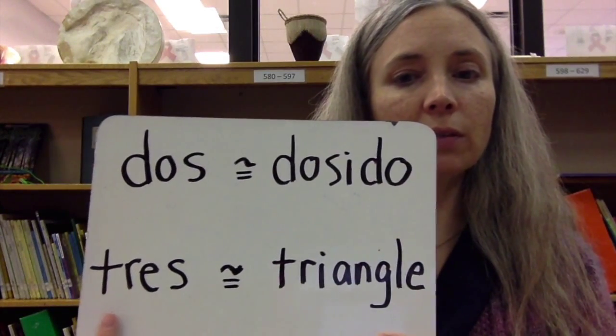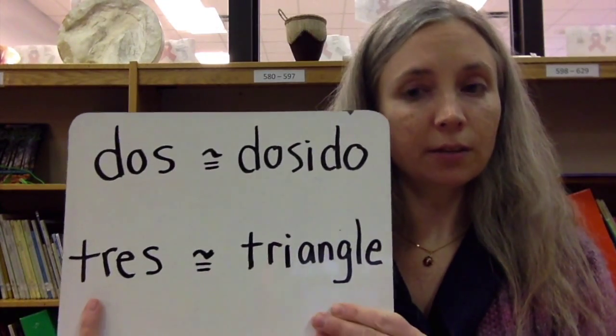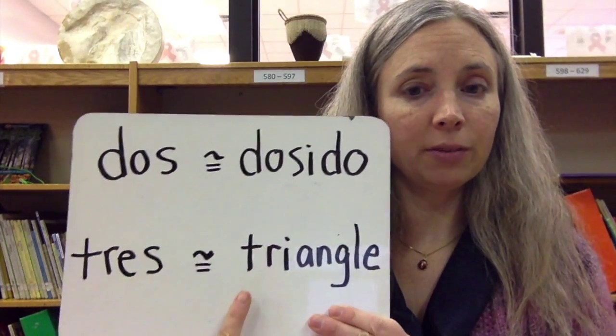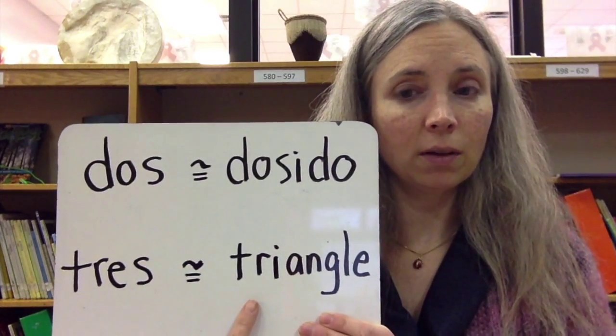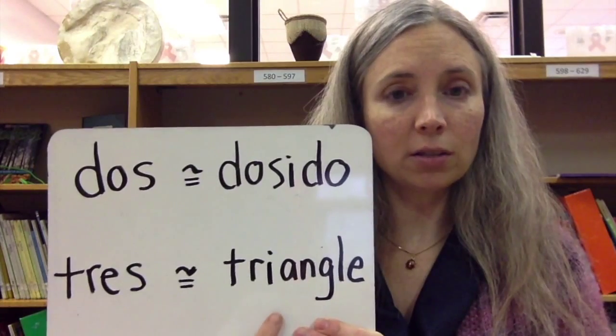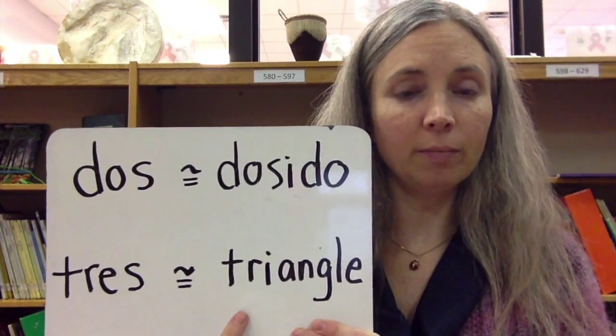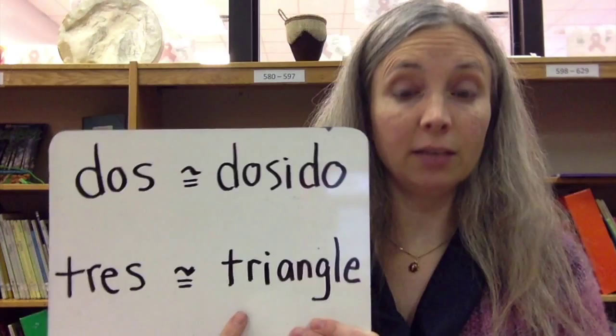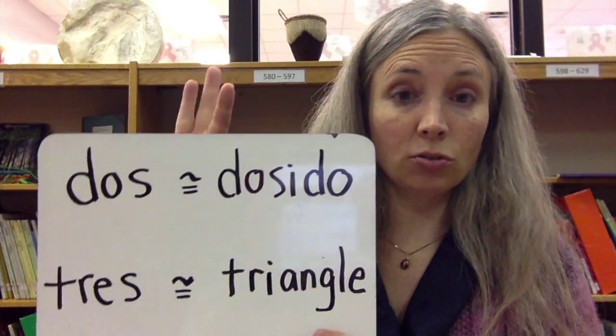Tres starts with TR, and that reminds me a little bit of the word we have, triangle. And triangle is similar to tres because a triangle has three sides, and tres means three.